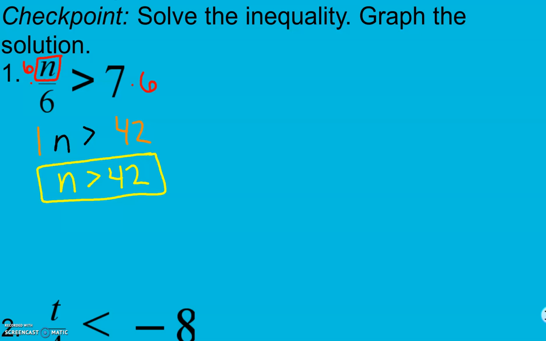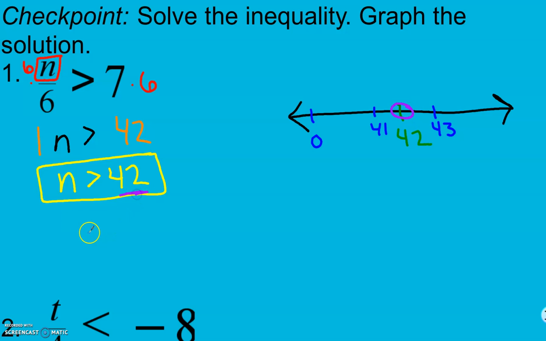To graph it, we put that boundary point, the next number bigger and the next number smaller, and I want to have 0 on there as well. Put a circle at my boundary point. Here it's not filled in because it's not equal to. We want values that are greater than 42, like 43. So we shade everything on the side with 43.